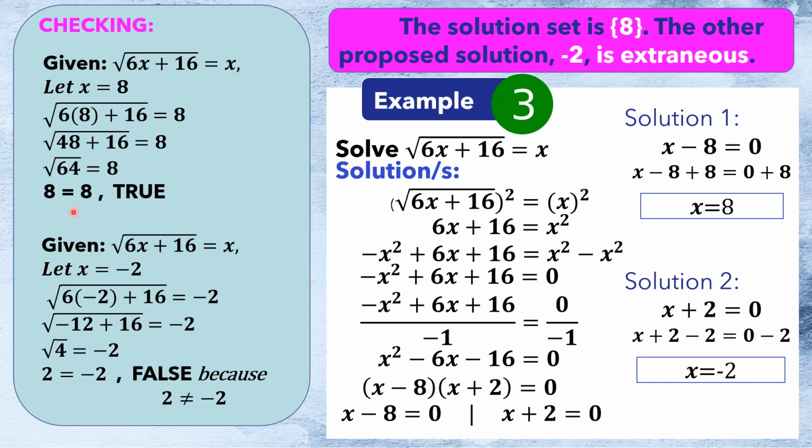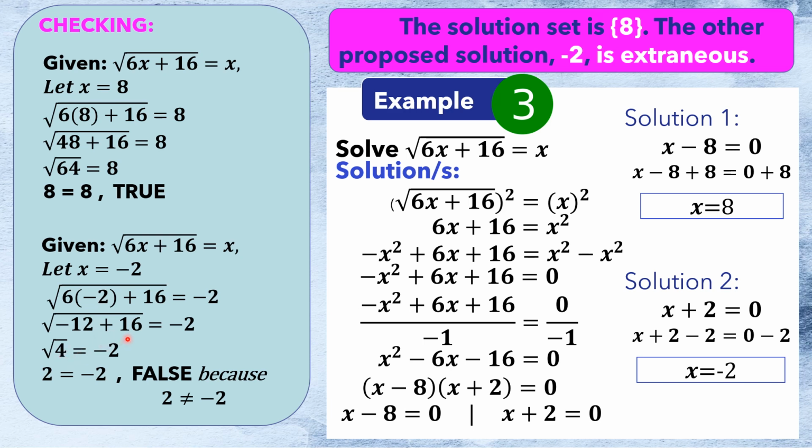Next, paano naman po si negative 2? If x is equal to negative 2, so meron tayong square root of 6 times negative 2 plus 16 equals negative 2. 6 times negative 2 is negative 12 plus 16 equals negative 2. Negative 12 plus 16, since unlike sign yan, so subtract natin. So, negative 12 plus 16 is 4.